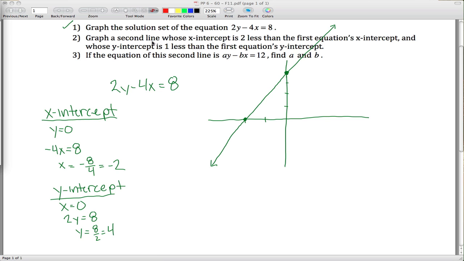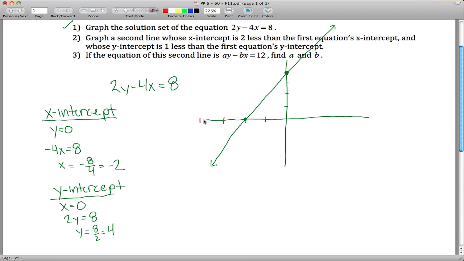Number 2, graph a second line whose x-intercept is 2 less than the first equation's x-intercept. Okay, so the first equation's x-intercept is right here at negative 2. So we want 2 less than that. So for our next line, we want the x-intercept to be over here at negative 4.